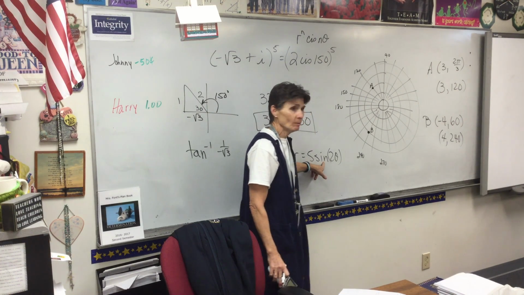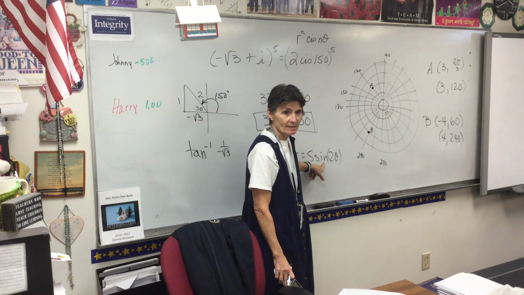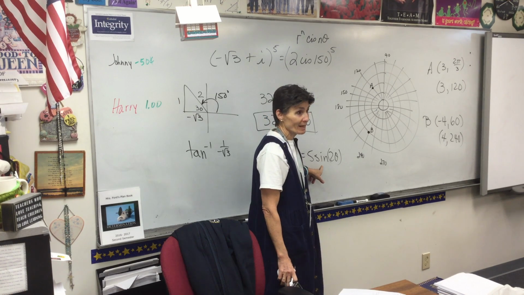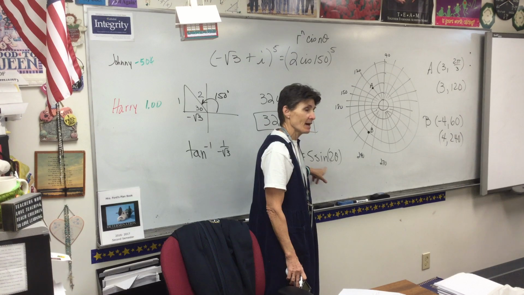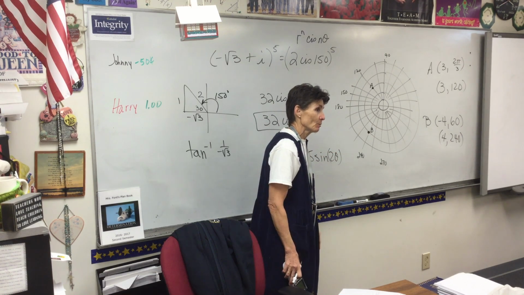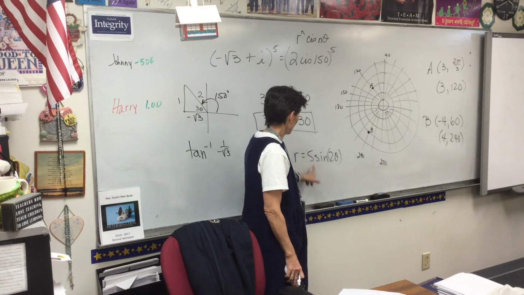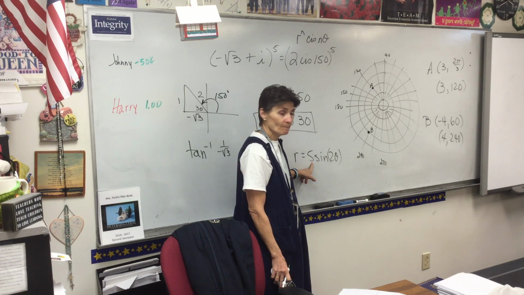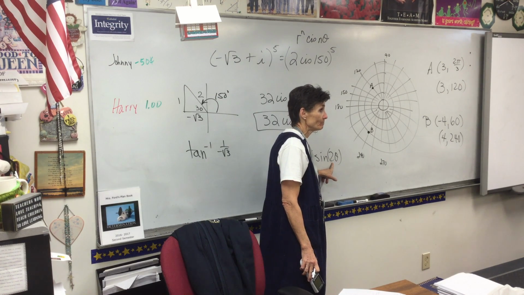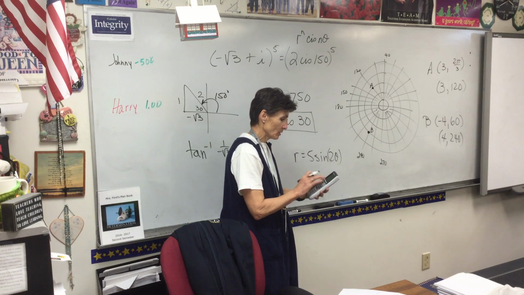Is it a spiral? No, because it has a sine. Does it have a plus or minus? No, so it's not a limaçon. The only thing left is a rose. This is a rose. The leaves are going to be 5 long, and there's going to be 4 of them, right? So let's see what that looks like.